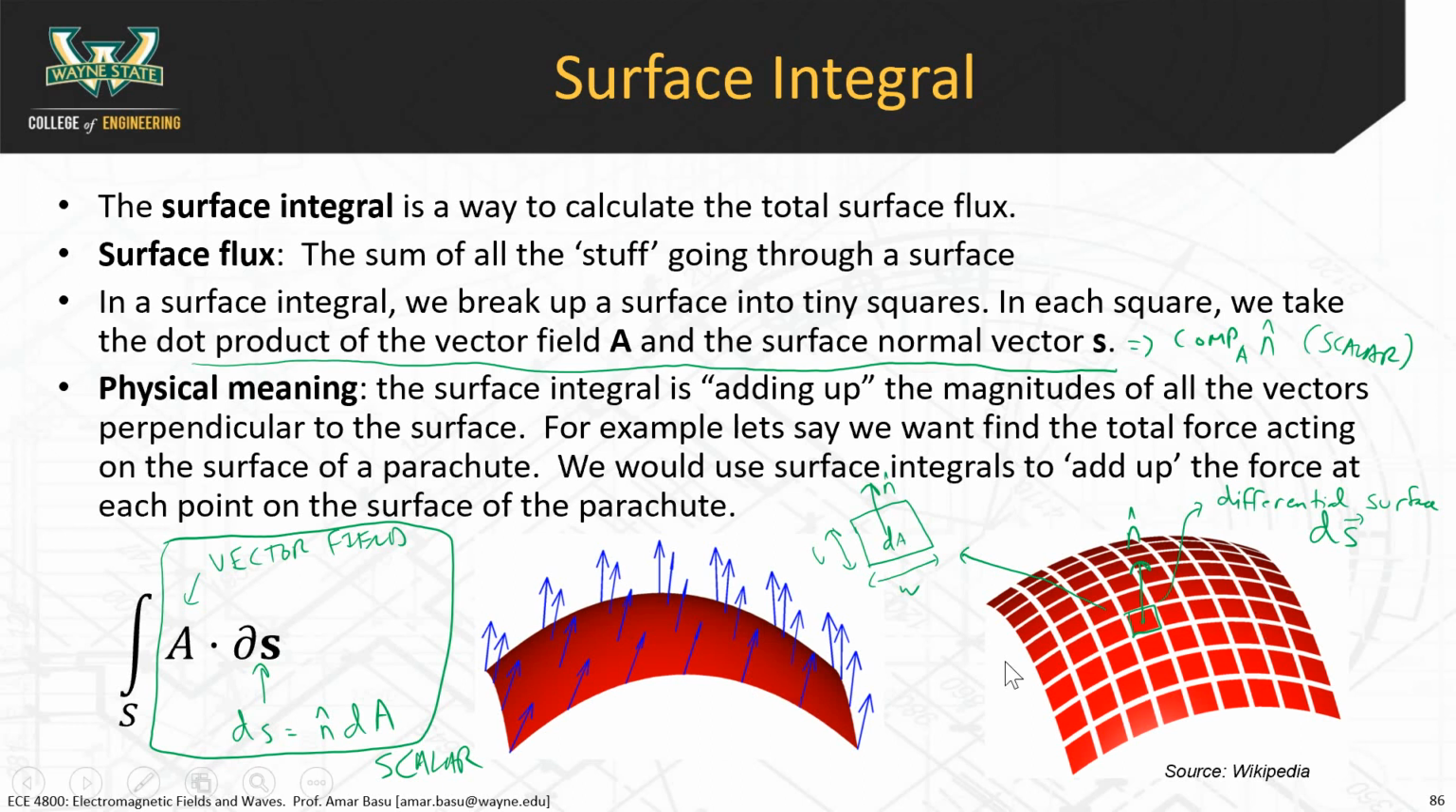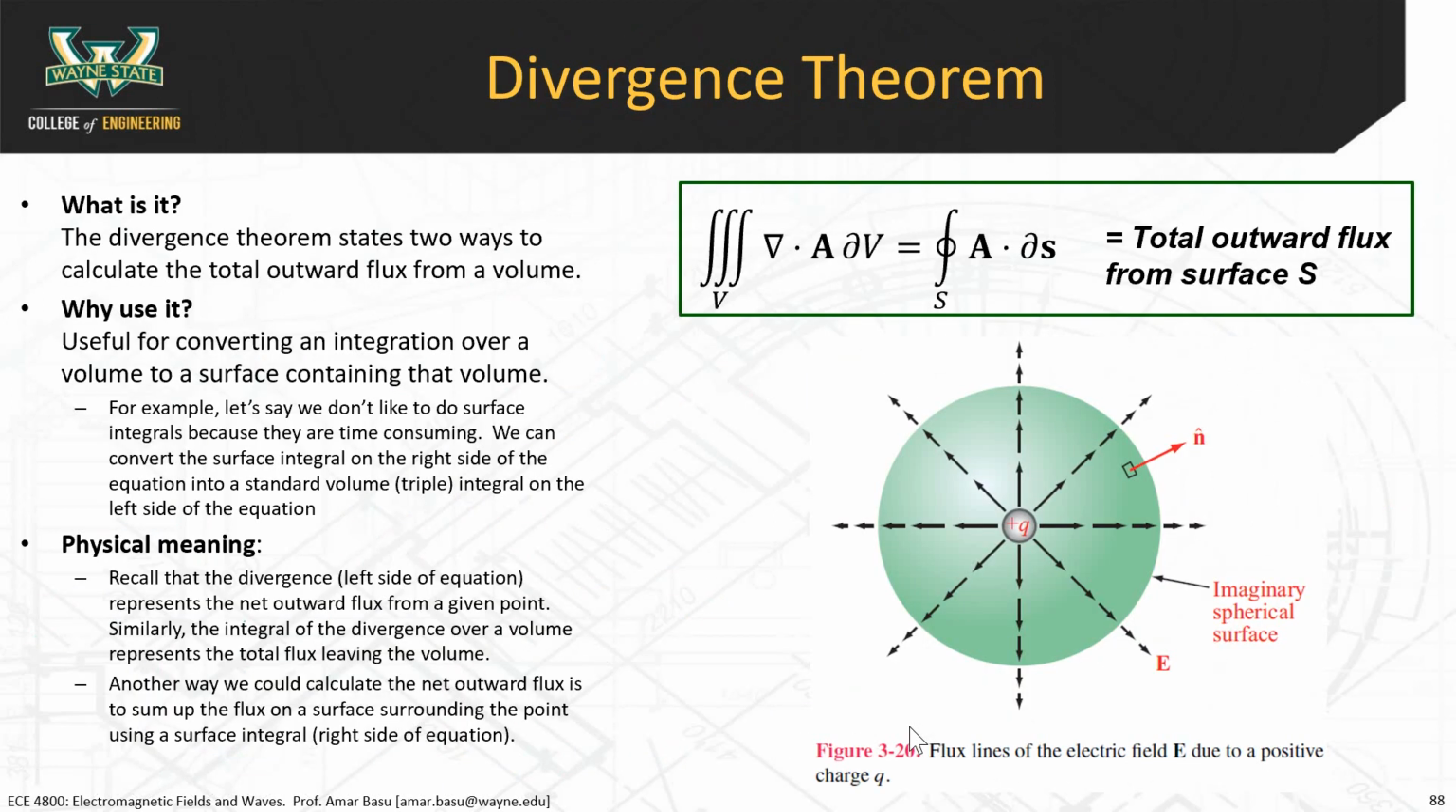We talked about what the surface integral is, what it physically means, and then we talked about the divergence theorem. The divergence theorem said there are actually two ways that you can calculate the net outward flux from a surface. One way is to do the surface integral, as we just talked about, which requires you to integrate the field vectors over a surface. If the surface is closed, you can use the divergence theorem as a shortcut to find the net outward flux from the surface.